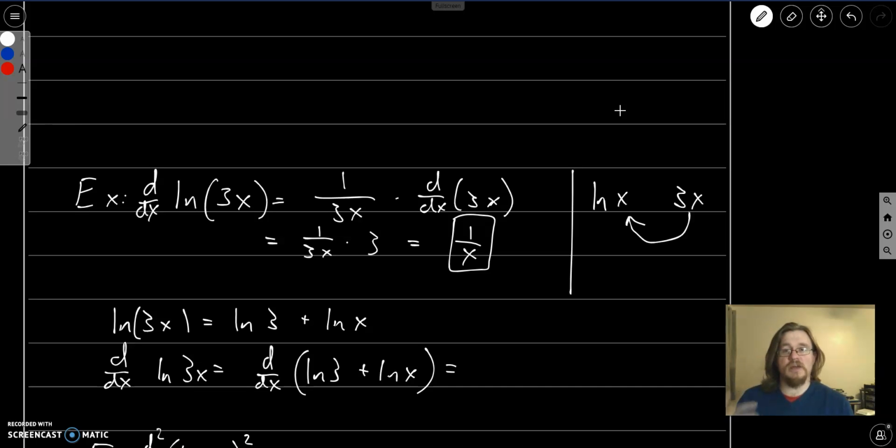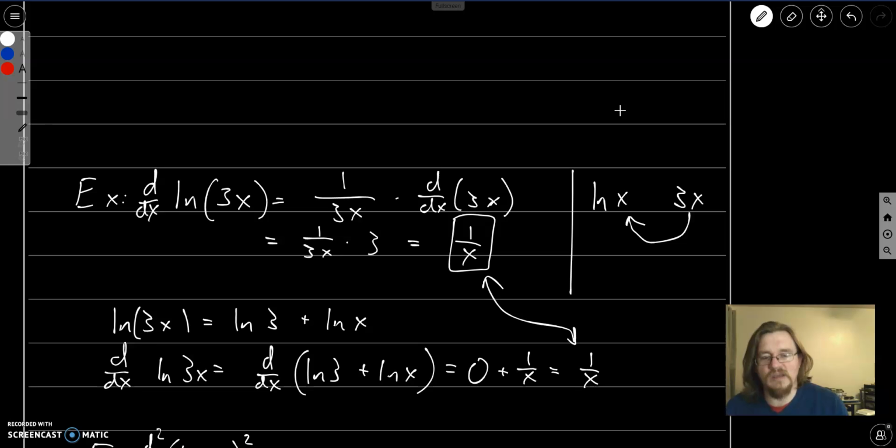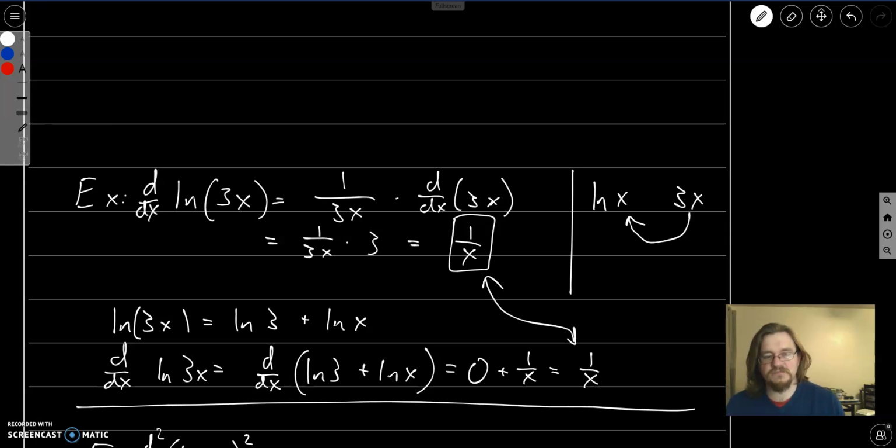Natural log of 3, this is just a number. I've plugged a number into a function, I get a number. And since it's constant, the derivative is 0. It doesn't change. The derivative of natural log of x, though, we just learned that that's 1 over x. So this whole thing is 1 over x. And we get the same thing both ways. So up here, we applied the chain rule. Down here, we used one of our rules of logarithms. Both absolutely work.